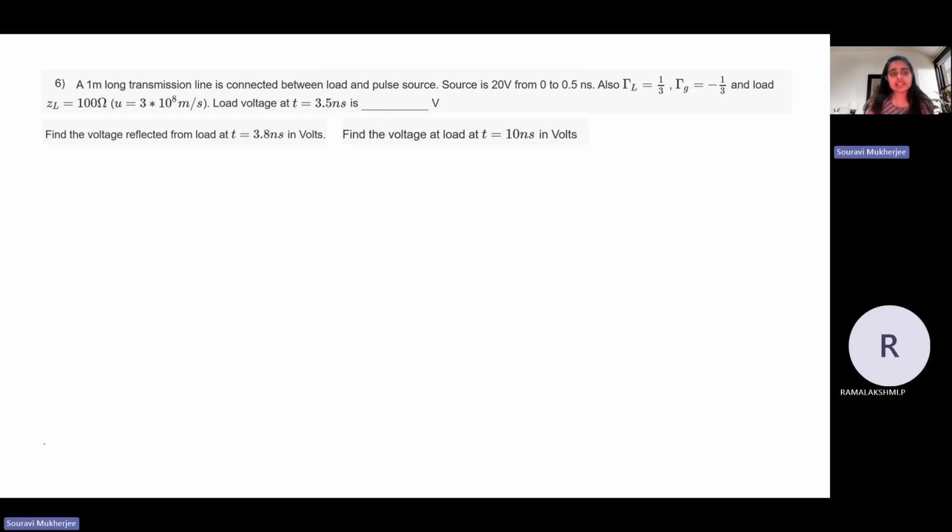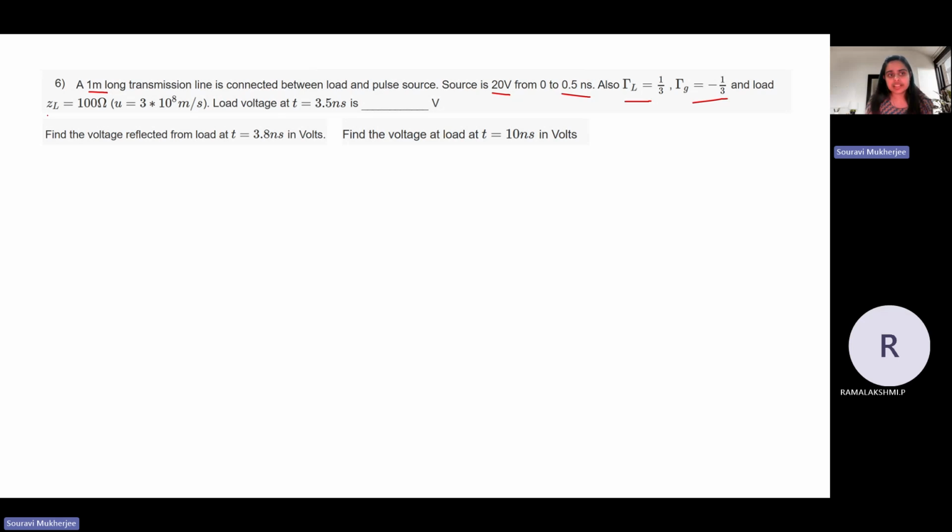So based on what we have just discussed, there can be typical questions like this in your assignment. Suppose you have a 1 meter long transmission line. So your L, the length of your transmission line, is given. Okay. It is connected between load and pulse source. You have a 20-volt source from 0 to 0.5 nanoseconds. So that means the pulse width is 0.5 nanosecond, 1 meter is your length, and you have 20 volt. So V naught, the starting voltage, is 20, and tau L and tau G are provided. Okay.